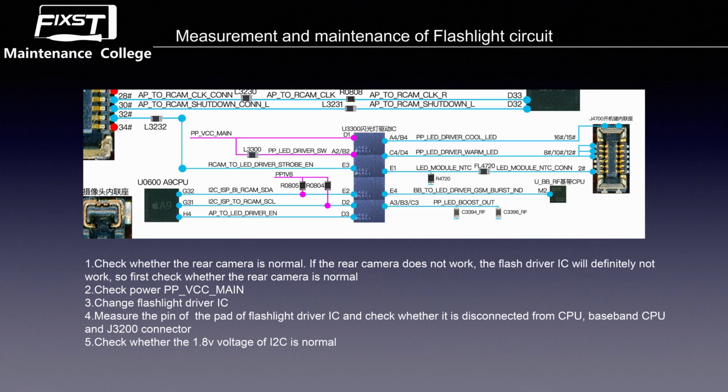And after that, we need to check whether the 1.8 voltage of the I2C is normal or not. As you can see in the schematic in this picture, the red line, the PP1V8, is the power sent to the I2C line. And this 1.8 voltage is sent from the PMU. So when the phone is powered on, normally this 1.8 voltage is also normal.